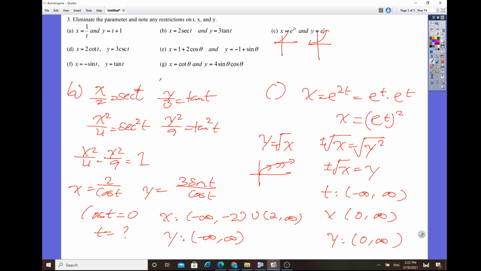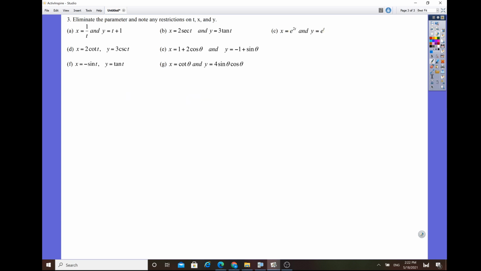Okay, so let's do e, f, and g, the way to convert them. Clear all the notation. So for e, isolate that cosine of theta. So (x minus 1) over 2 equals cosine of theta. Subtract 1 from both sides, divided by 2. And then here, y plus 1 equals sine of theta.